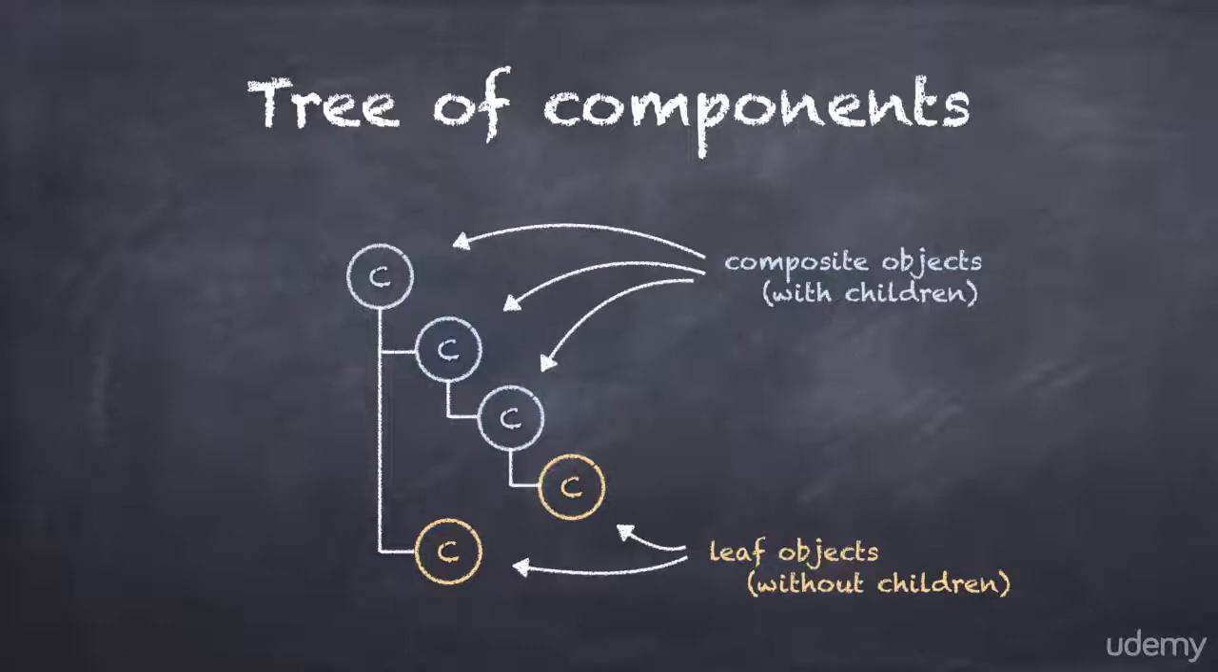The nice thing about this pattern is that it lets you treat composites and leaves in exactly the same way. Clients will only interact with the component interface, which offers no information if a given component has children or not. This fact is irrelevant to the client.